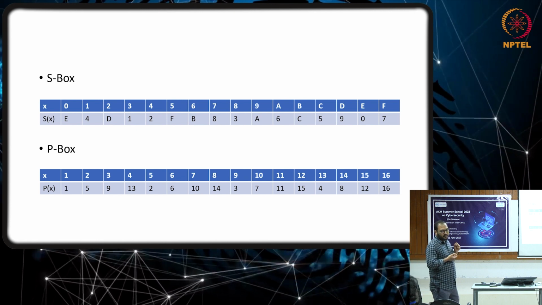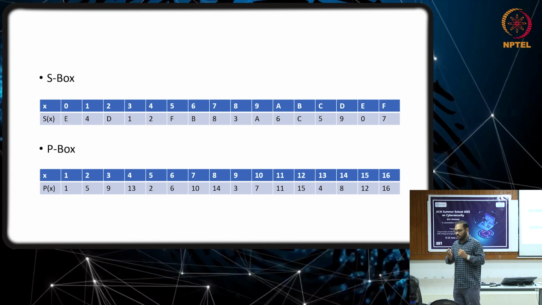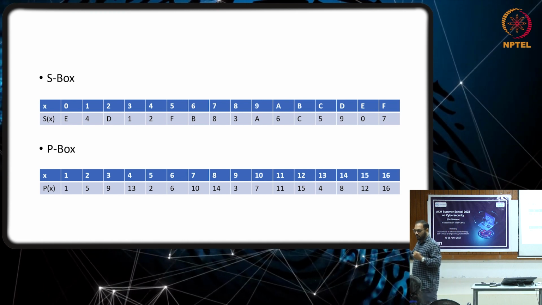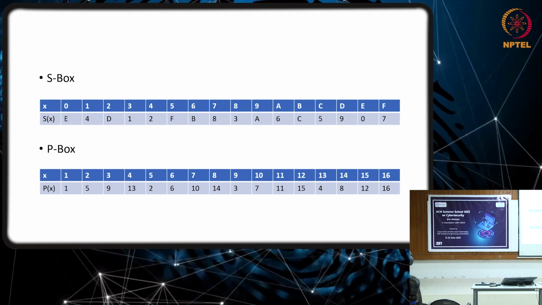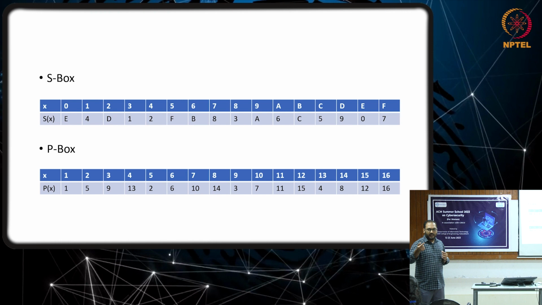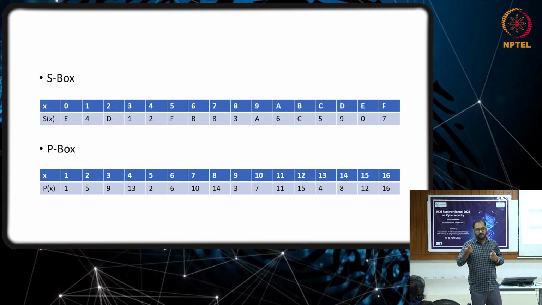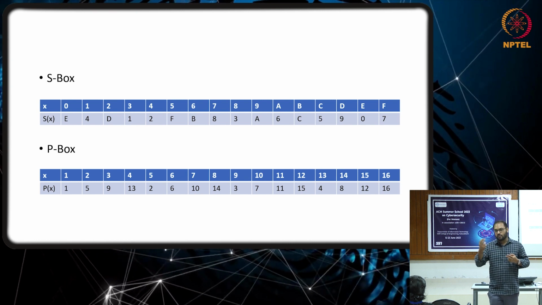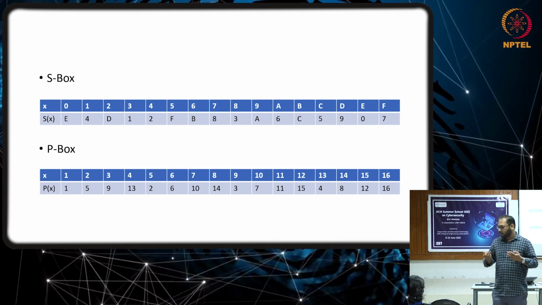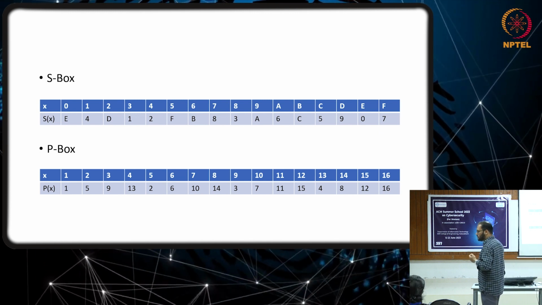How many values can 2 bits represent? Four values: 00, 01, 10, 11. So n bits can represent 2 to the power n values. 1 bit can represent 2 to the power 1 values, 2 bits can represent 2 to the power 2, and 3 bits will represent 2 to the power 3, that is 8 values. How many values are there for the S box?